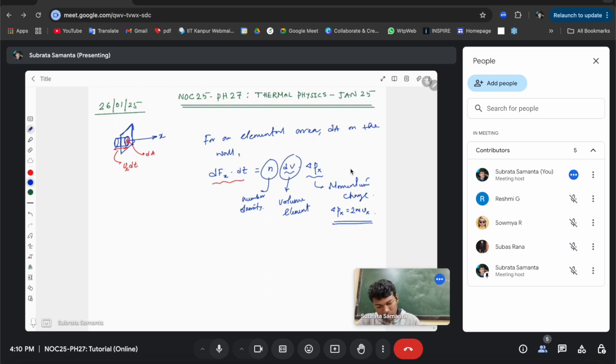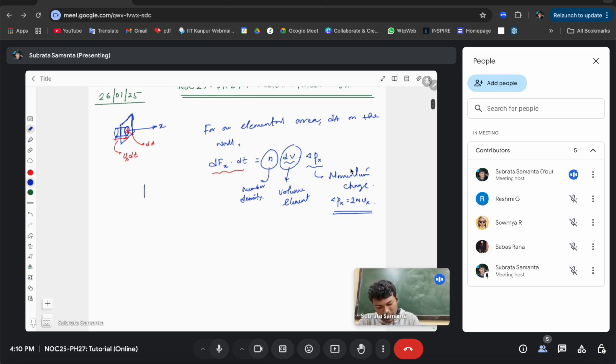Now consider a scenario where the molecules hit this wall in a theta direction, and after hitting, they go back at the same angle theta, because this is an elastic collision. So they hit the wall at angle theta from the perpendicular, and bounce back at the same angle theta.